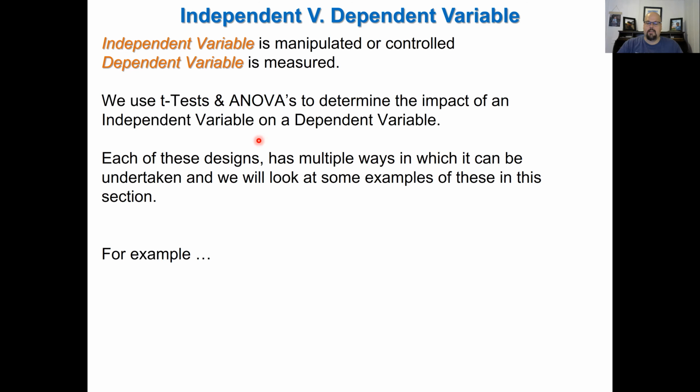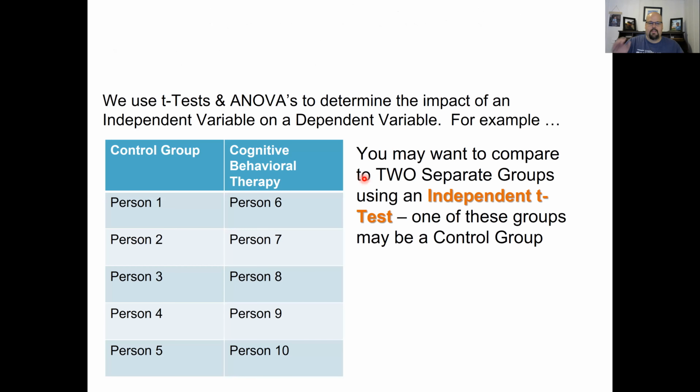And each of these designs have multiple ways in which they can be set up. We're going to look at some of those examples, but all of them are analyzed using a couple of different statistics. So we will use t-tests and ANOVAs to determine the impact of the independent variable on the dependent variable. That's the technique we're going to use.